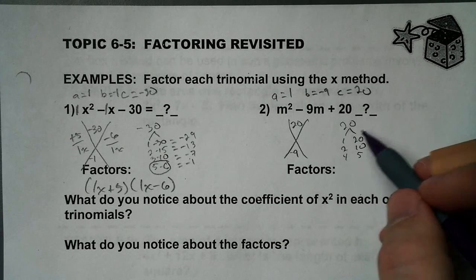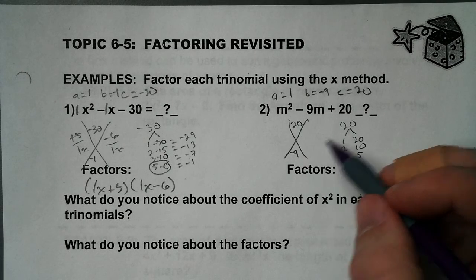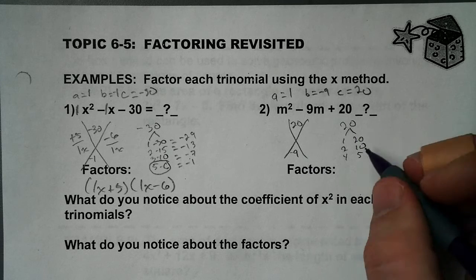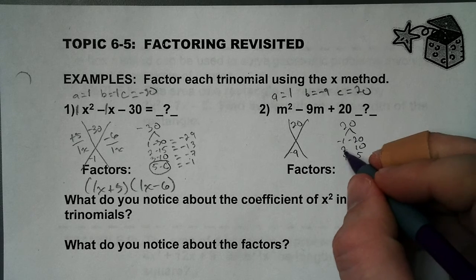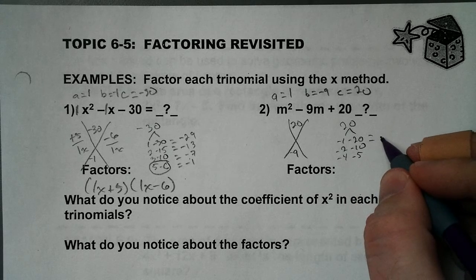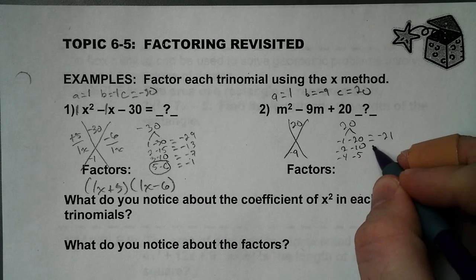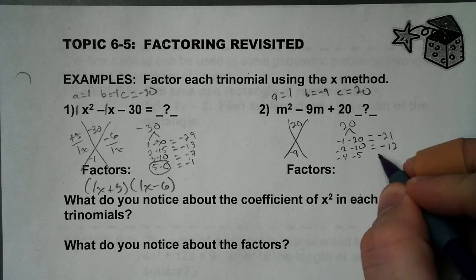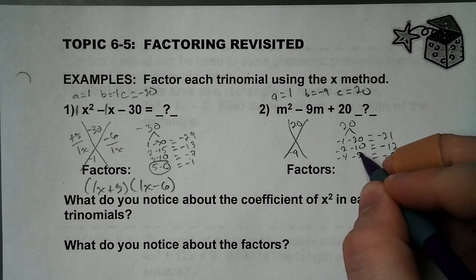Now, this is positive, this one's negative. The only way to multiply and get a positive from negative is if they're both negative. So I change them both negative. When I add them together, negative 1 and negative 20 is negative 21. Negative 2 and negative 10 is negative 12. Negative 4 and negative 5 is negative 9.